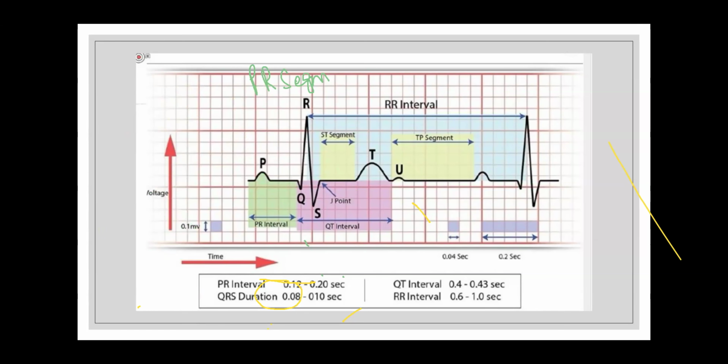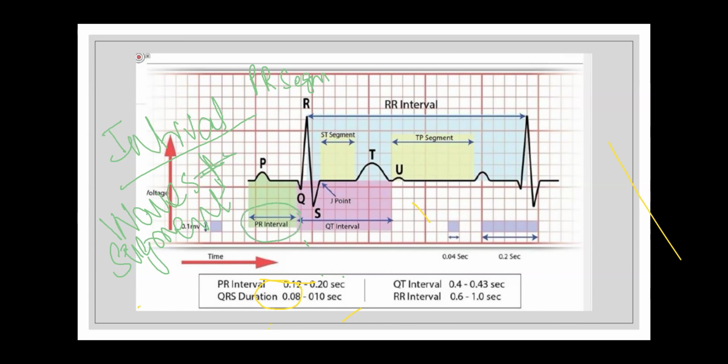So what is the interval? Maria is absolutely right. An interval basically should have wave plus segment. The first interval is the PR interval. As I told you, it should contain a wave, so it should contain this P wave.